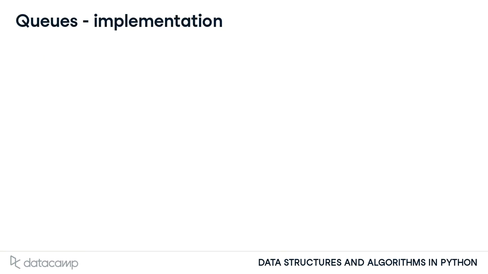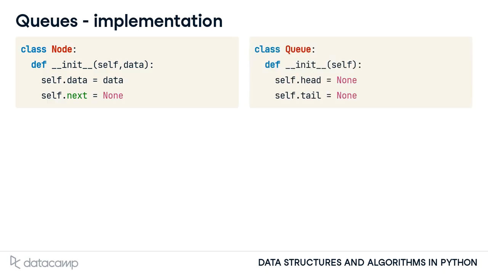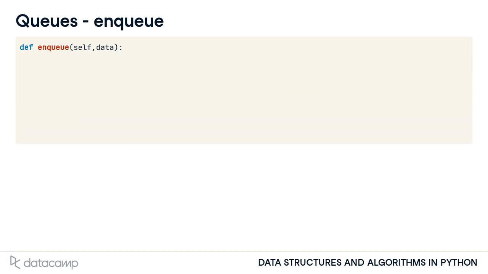Queues can be implemented using singly linked lists. To do this, we will use the familiar node class. We will also define the queue class, setting the head and tail to none. Let's implement the Enqueue method for the queue class.